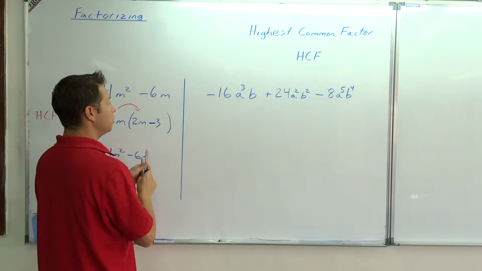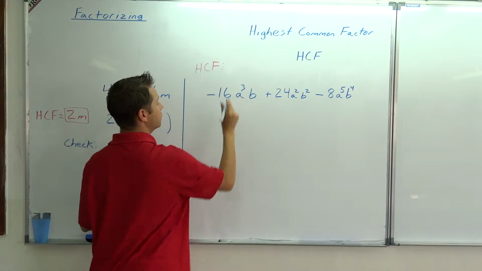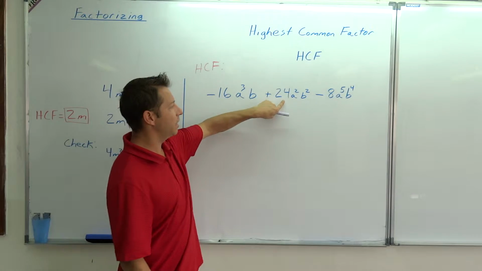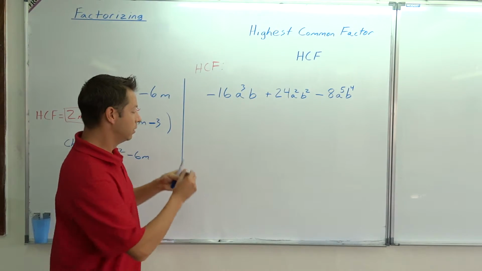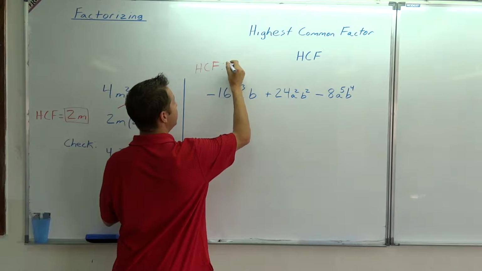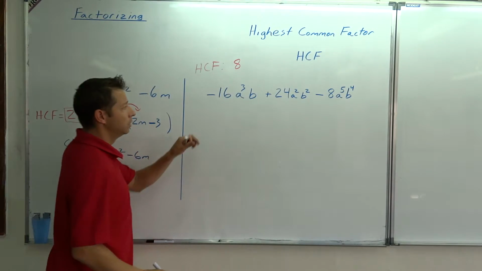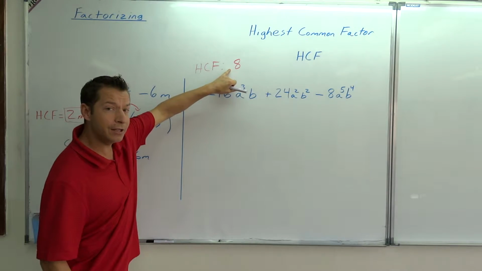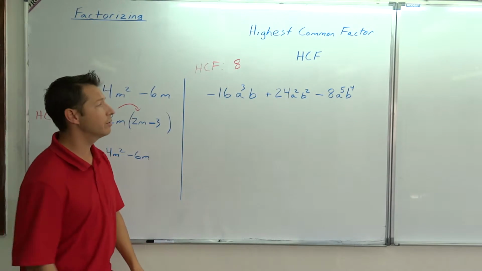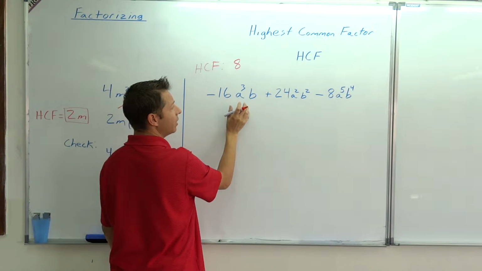So the first thing we're going to do is take a look at it and try to find our highest common factor. In this case, my biggest numbers along the way are 16, 24, and 8. So my largest number between all 3 terms would be 8. Let's write it in red. 8. Now, if you wanted to, you could actually take out negative 8, and then you'd be factorizing negative 8 out of each of them. I'm just going to factorize out 8 for this particular question. So I've got 8 coming out.